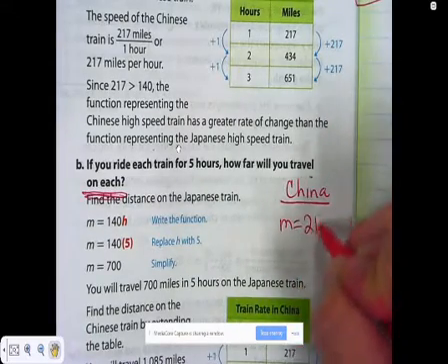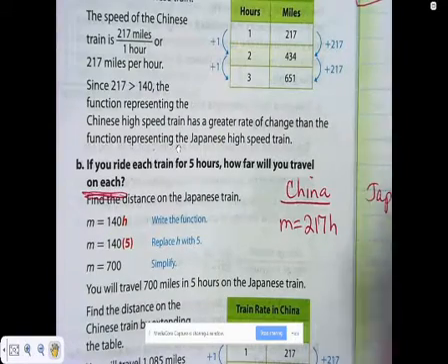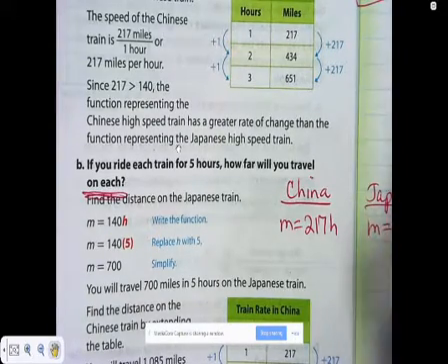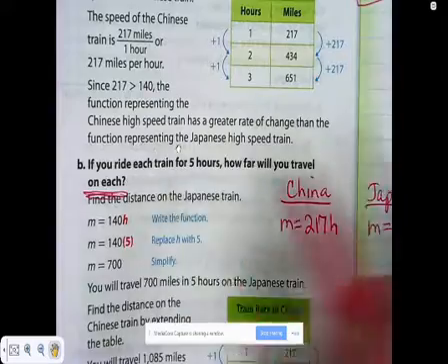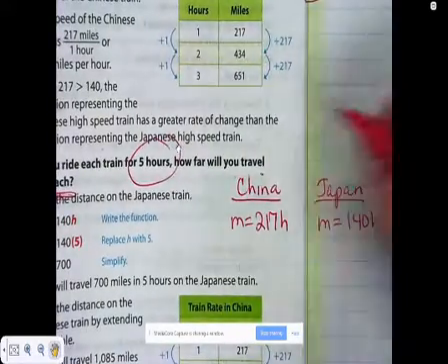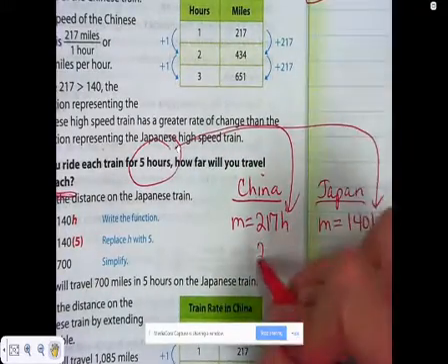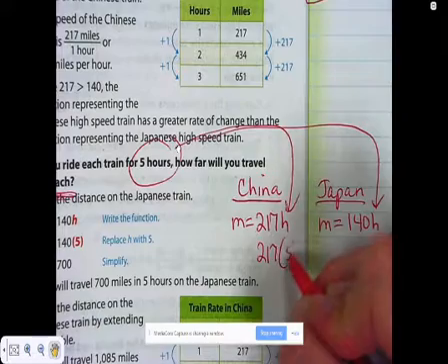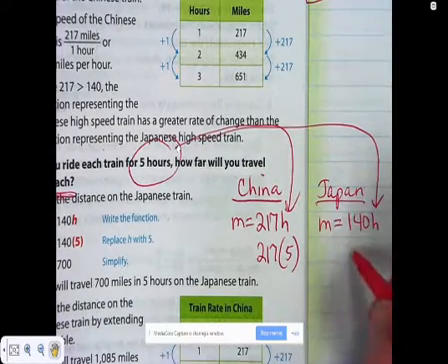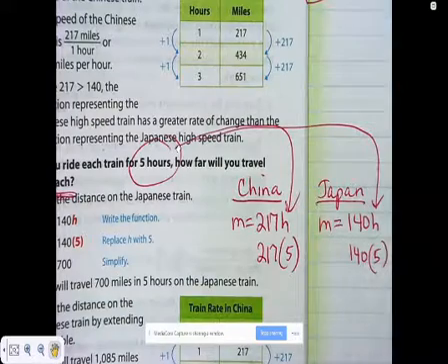M equals 217h, and here's Japan's first train. M equals 140h. So because they're talking about 5 hours, you're going to take 5 hours and plug it into the hours for both. So 217 times 5 hours, and then this would be 140 miles times 5 hours.